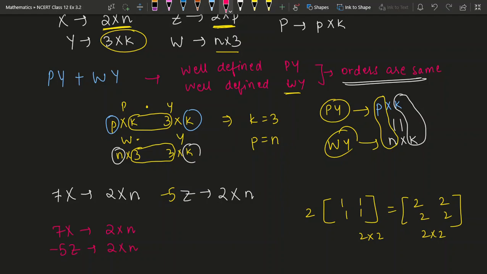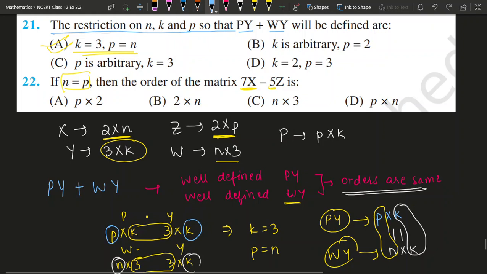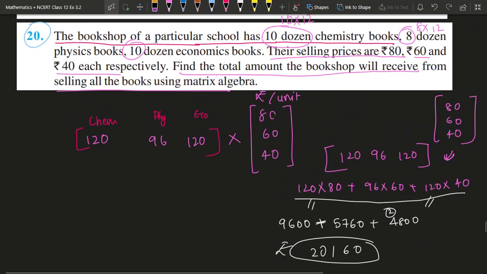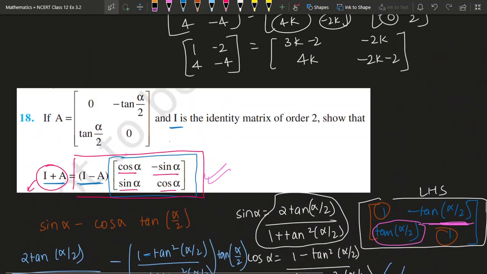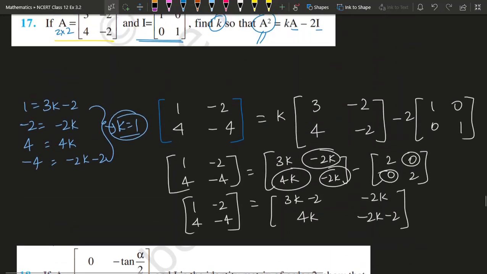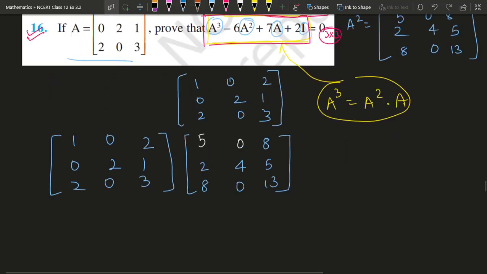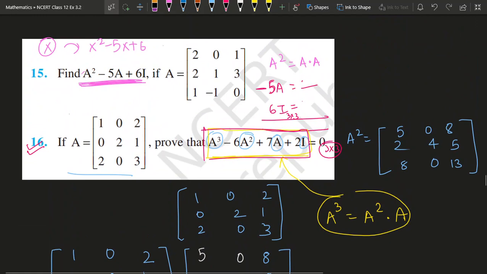So their sum 7X minus 5Z would be of the same order as the contributing matrices, which is 2 cross n. So let's look at whether we have a choice for that. Yes, we have. And I guess these two videos, the one that we have been discussing in problems right now, and the previous one, hopefully make up for a lot of practice of matrix addition, multiplication, subtraction, scalar multiplication. I'll see you in the next videos, and we'll continue talking about matrices.